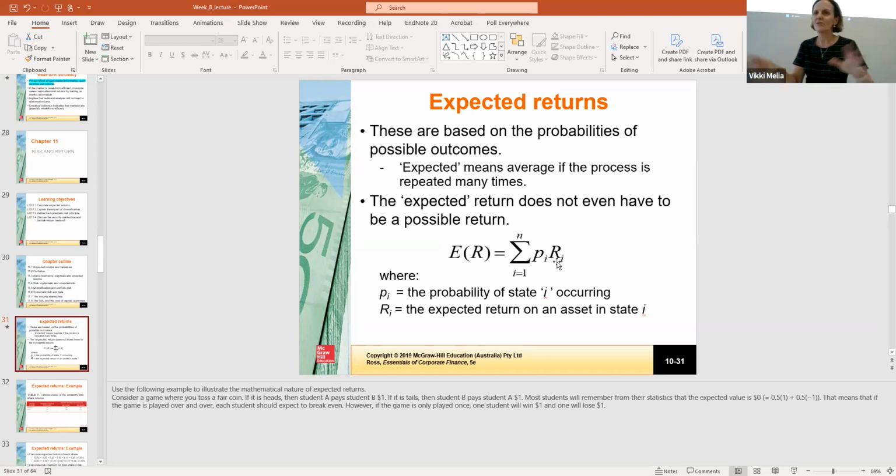Now, that doesn't sound like it makes much sense, but when we have a look at an example, it will make more sense. The point is to work out the expected return. We're looking forward. This is not actual past data. We're now estimating what might happen in the future. And we estimate probabilities and returns in the future. So let's look at the example to try and make sense of that formula.